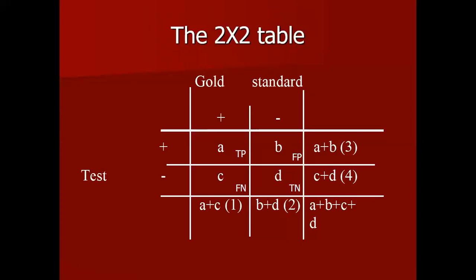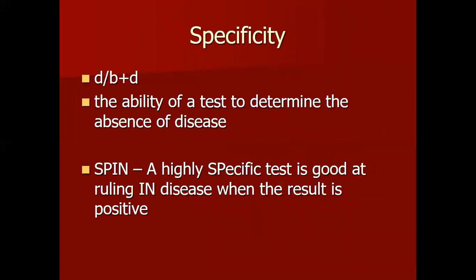Don't mix up the true negative rate with the true negatives. The true negatives is D. Here, the true positives is A. The true negative rate is D over B plus D. The proportion is a fraction. The true positive rate here is A over A plus C. So specificity is, out of all the people who don't have the disease, how many are negative by the test? So based on that definition and the fact that it says the true negative rate, you might think, well, hey, that is about ruling out, but no, it's about ruling in. The mnemonic is SpPin. A highly specific test, SpPin, is good at ruling in the condition when the test is positive.